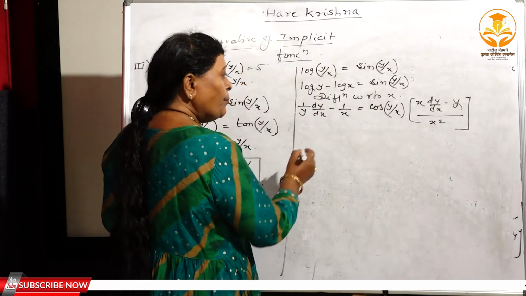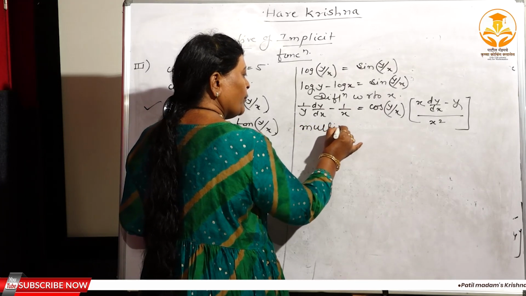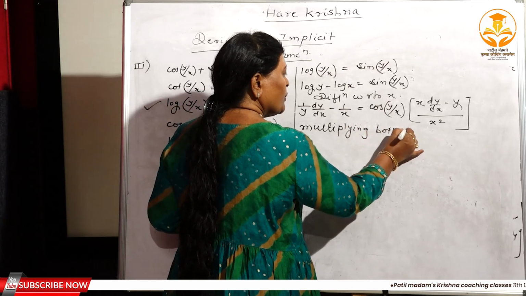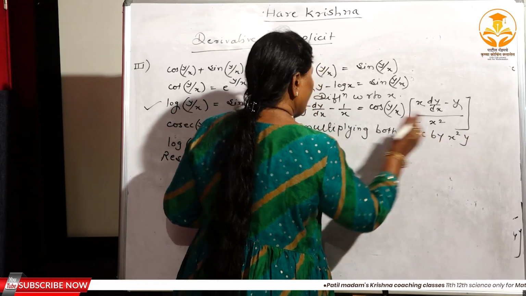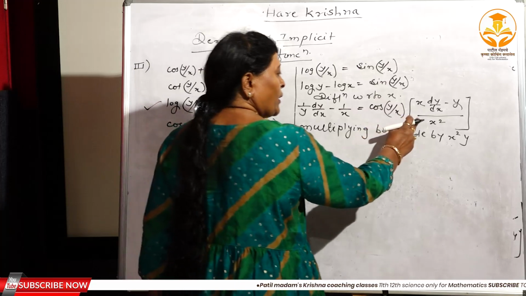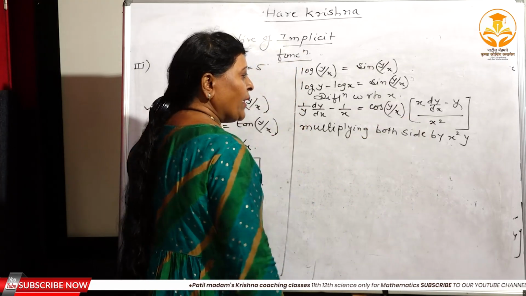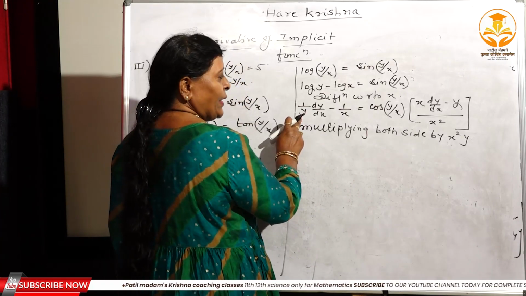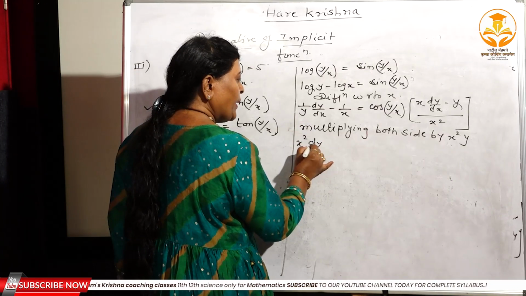Right. So, multiplying both sides by x square y, because no term should be in the denominator. Therefore, you can completely eliminate x square here, and y here also. Therefore, multiplying with what here? x square y to both sides. When you multiply with x square y, it gets cancelled. What have you got here? x square dy by dx.